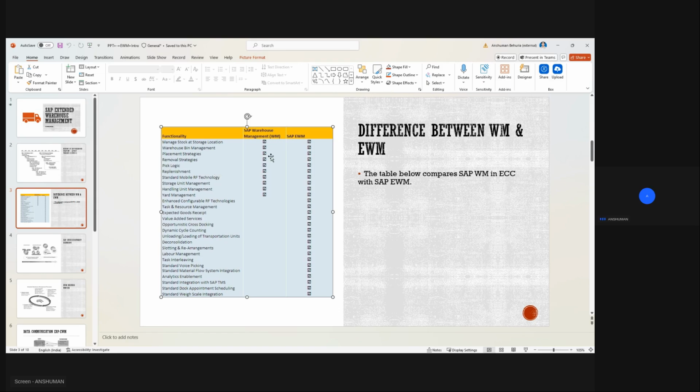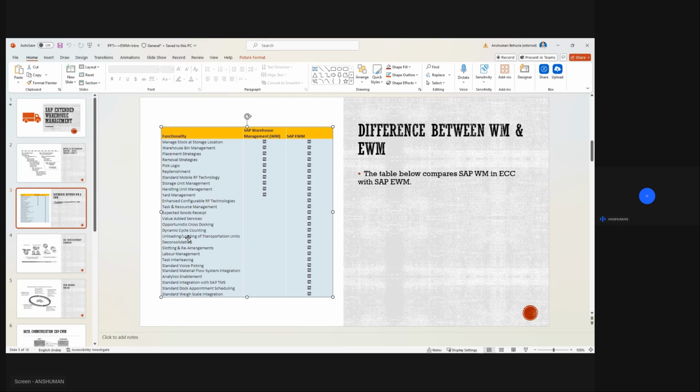Task and resource management, TRM, which we have discussed, is also available in SAP WM, but not at that broader level. Only a preliminary version is there. We discussed performance and productivity; those kinds of things are not available in the SAP WM system. You can only configure a task, configure a resource, and configure a device.